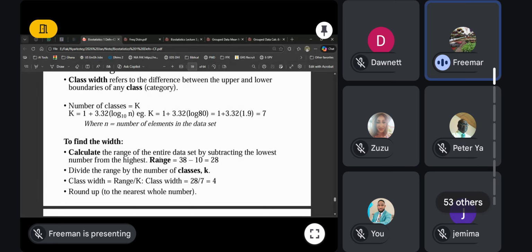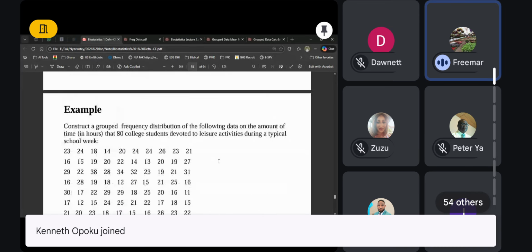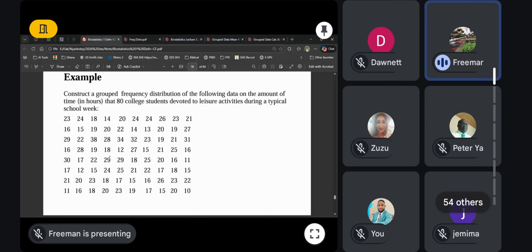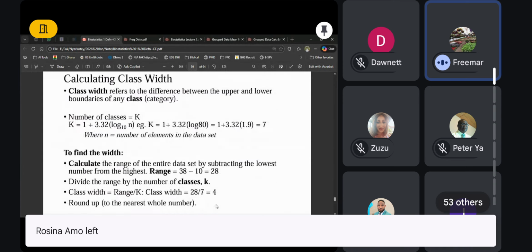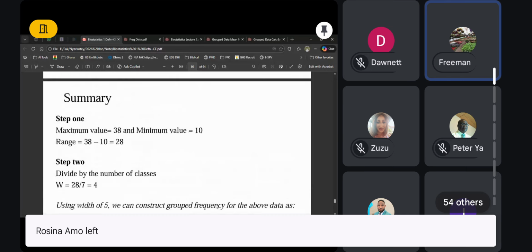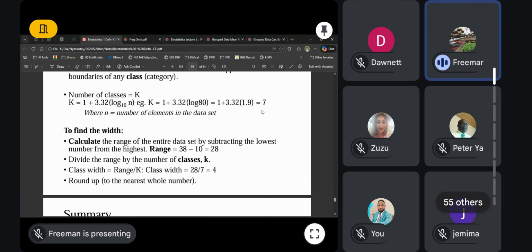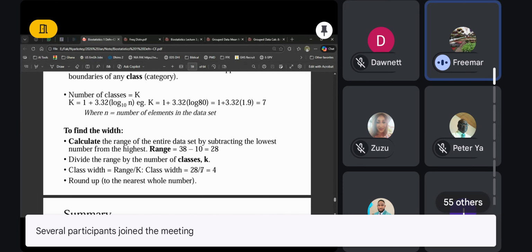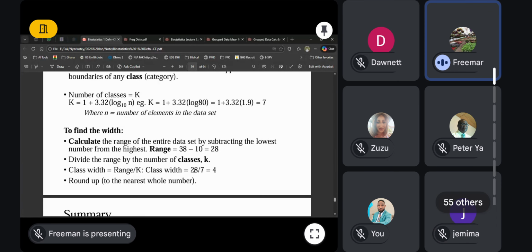You calculate the range. We already said the range is what? The highest value in the data set minus the lowest value. So when you go to the data here, the highest value is 38, I think it's here, and the lowest value is 10. When you subtract, you get 28. So you are now going to divide that 28 by the number of classes, which is 7. When you divide 28 by 7, you get 4.